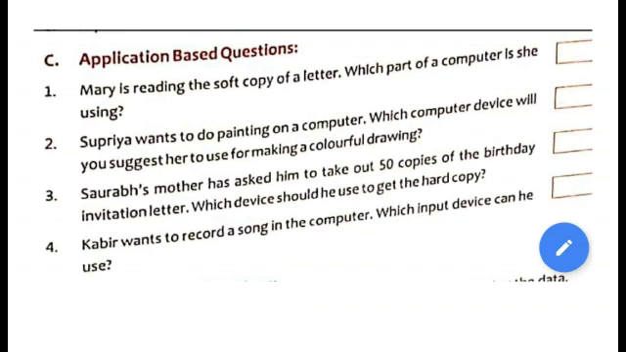Question 3. Saurabh's mother has asked him to take out 50 copies of the birthday invitation letter. Which device should he use to get the hard copy? Hard copy is the one which we can touch. So, how can we get it? Through the printer. So, the answer is printer.